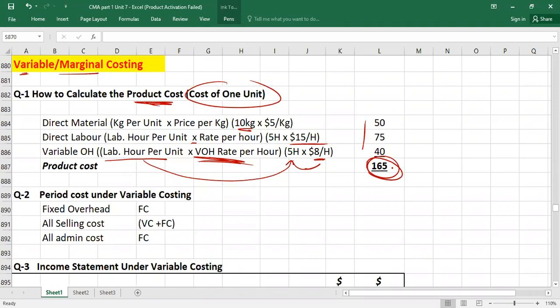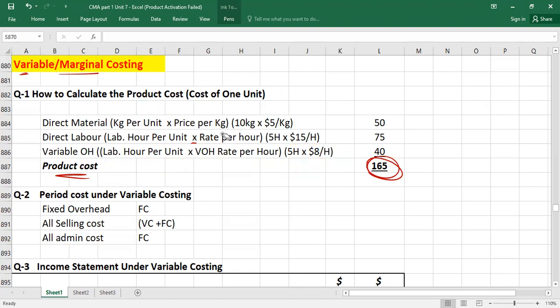The total of three: direct material, direct labor, and variable overhead. Understood? And this is called your product cost. And recall with me, product cost is also called inventoriable cost. And this cost will be written to the cost of goods sold section. That I will show you how.